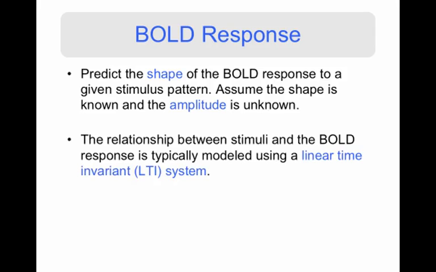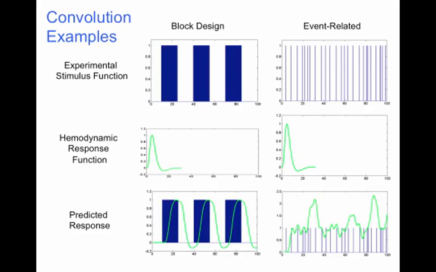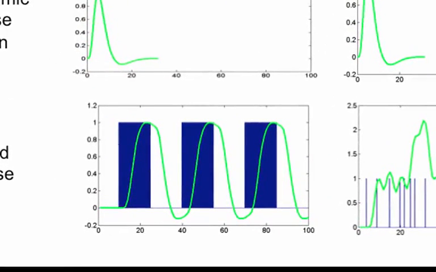Now, the relationship between the stimuli and the BOLD response we've already talked about is typically modeled using this linear time invariant system, or LTI system. And in an LTI system, the impulse, the neuronal activity, is convolved with the impulse response function, which is this hemodynamic response function. So we've looked at this cartoon a couple of times where if we have a block design, say we finger tap for 20 seconds, rest for 20 seconds, finger tap, rest for 20 seconds, then that's our experimental stimulus function. And so within the LTI system, we would convolve that stimulus pattern with the hemodynamic response function and get a predicted response like this green curve down at the bottom left here.